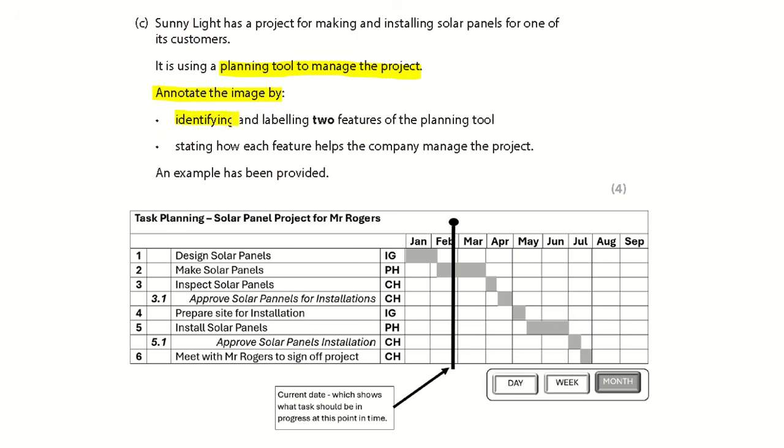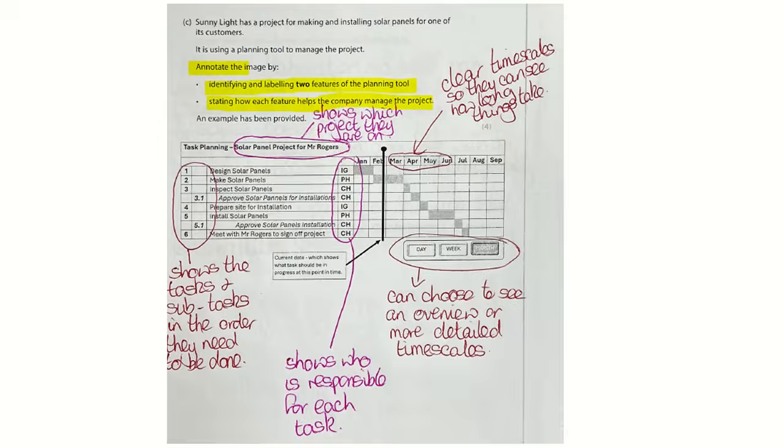It wants me to identify and label 2 features of the planning tool, and then it wants me to state how each feature helps the project to be managed. So you'll get 2 marks for identifying and circling the features and 2 marks for explaining how each one helps the company manage the project. These are the features that I have looked at. I have gone for here, highlighting the title of the project. There's my mark. My second mark, it shows the project they're on.